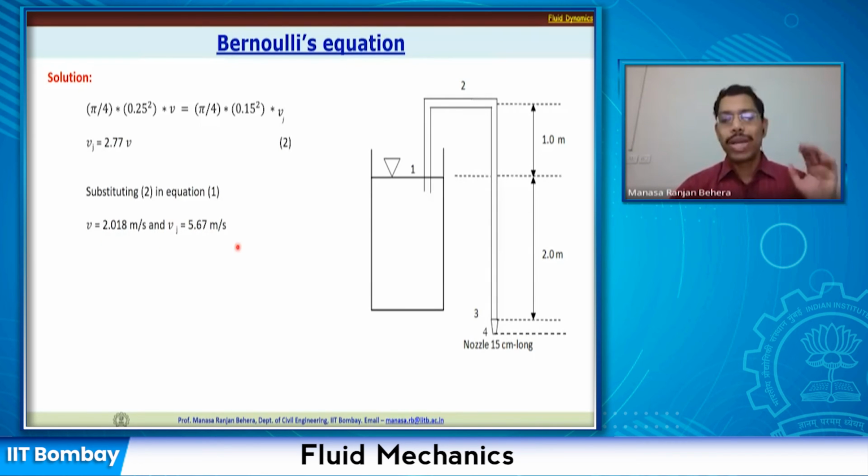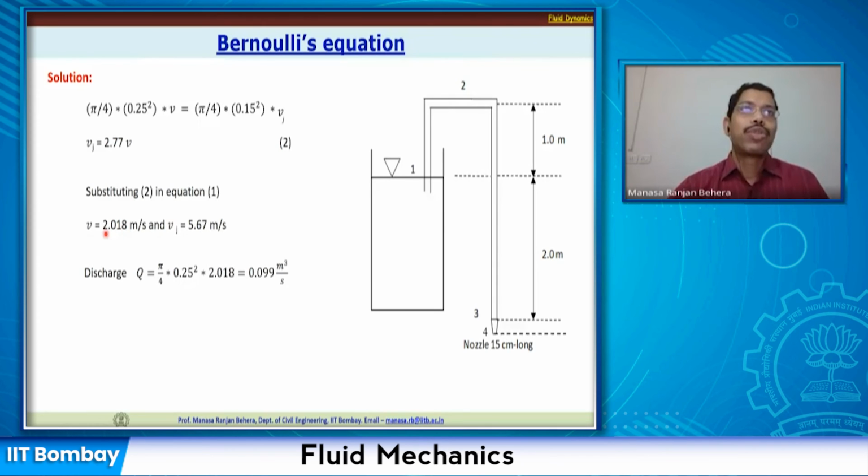Once you get these velocities, then you can find out the discharge. Discharge equals area into velocity. So you take either the velocity through the pipe and the corresponding area, or the velocity through the nozzle and the corresponding area of the nozzle. Don't confuse or misplace these two things. Whatever velocity you are taking, the corresponding area you have to take to find out the discharge. So you got the discharge.